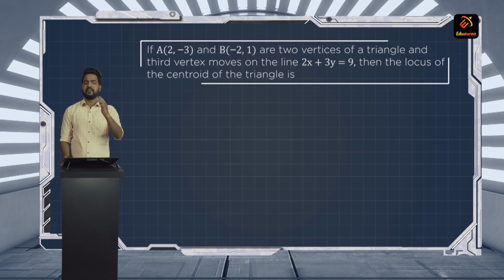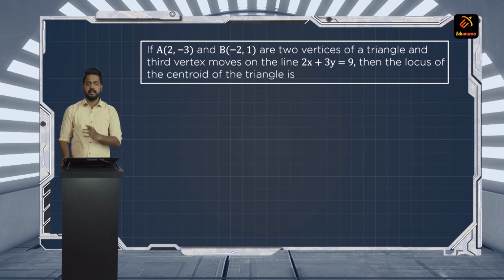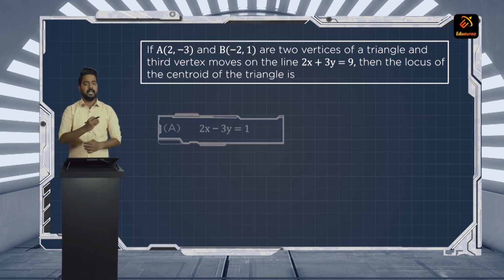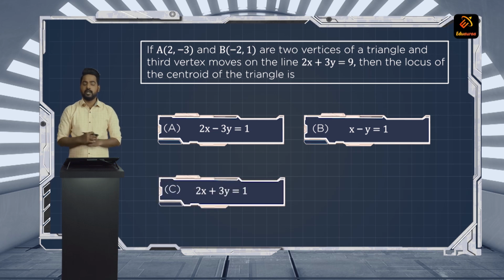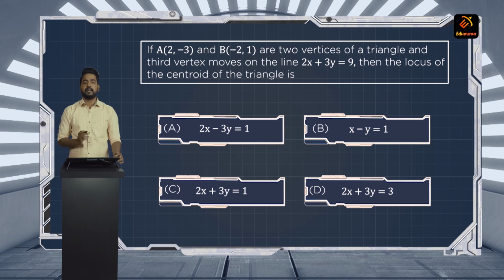Next question is: if A (2, -3) and B (-2, 1) are the two vertices of a triangle and the third vertex moves on the line 2x plus 3y equal to 9, then the locus of the centroid of the triangle is. And options are: A, 2x minus 3y equal to 1; B, x minus y equal to 1; C, 2x plus 3y equal to 1; and D, 2x plus 3y equal to 3. This question came in AIEEE 2011.